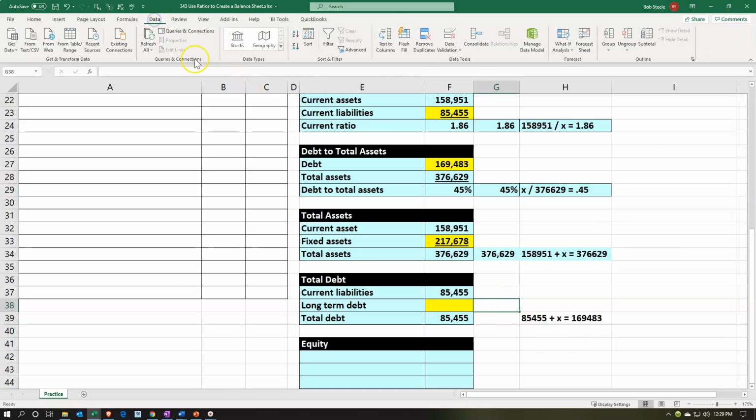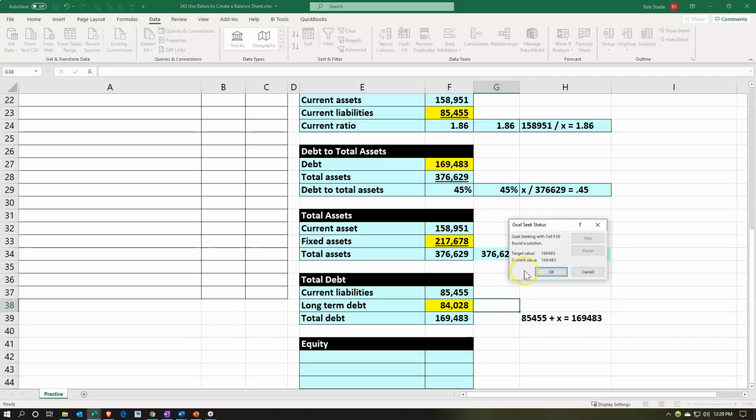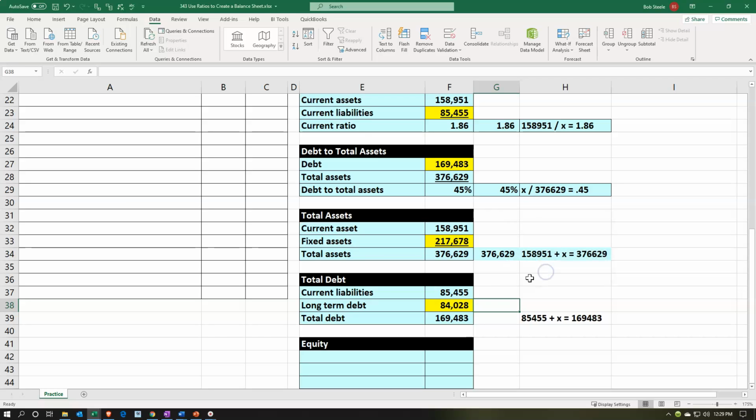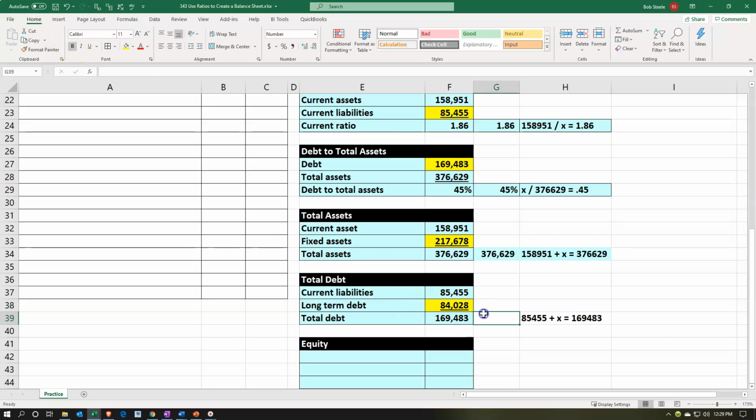So we'll go to the data tab, to the what if analysis and goal seek. And then I'm going to say, I would like you to set this cell to be the 169,483 by changing the yellow cell. And then we'll say okay, and it'll populate it for us. So there it is. I'm going to put an underline here. We can double check our calculation by saying this equals this number plus this number. And there we have our double check. Let's go ahead and make this blue, put a line around it like so.